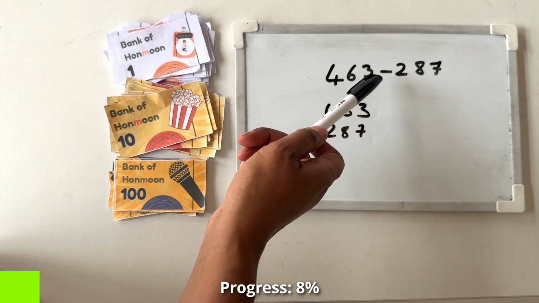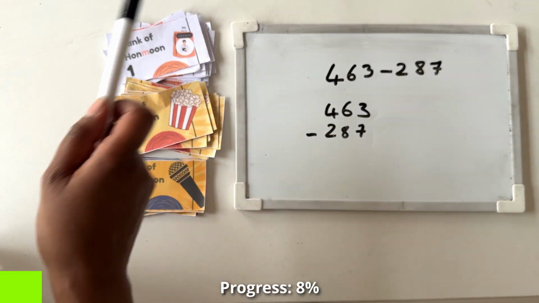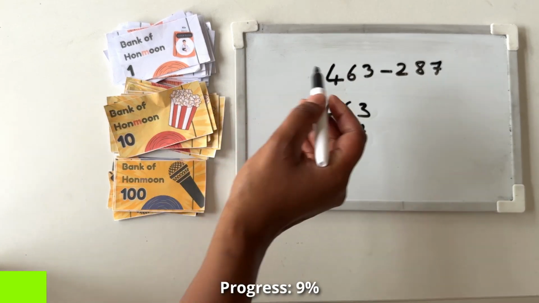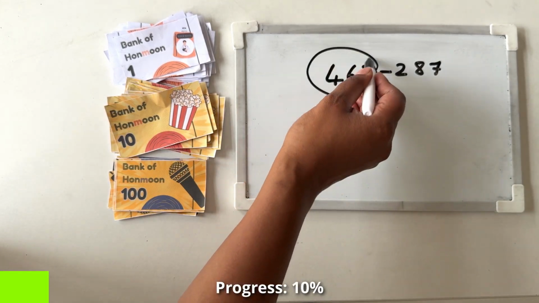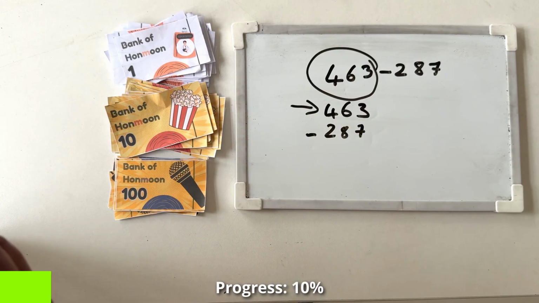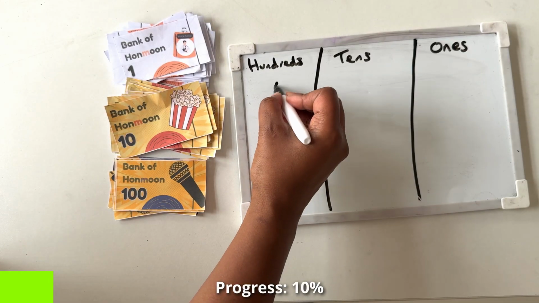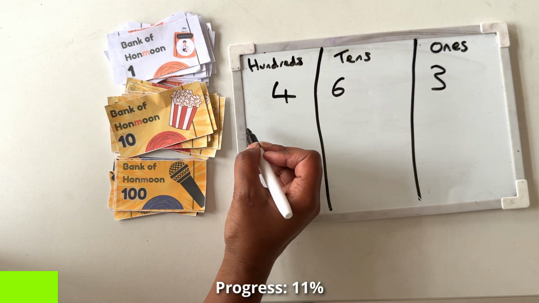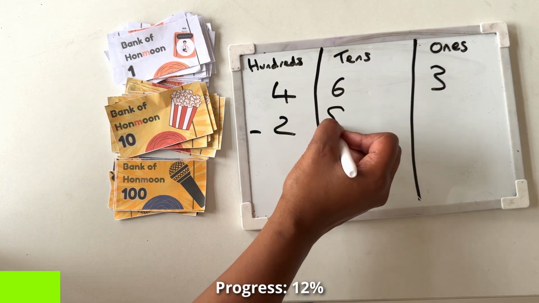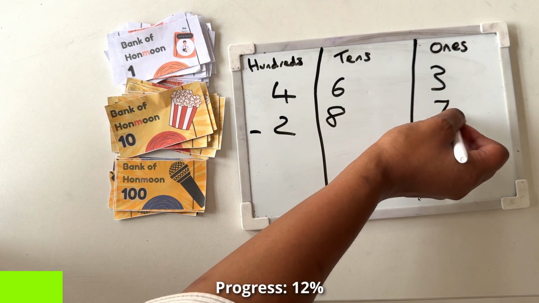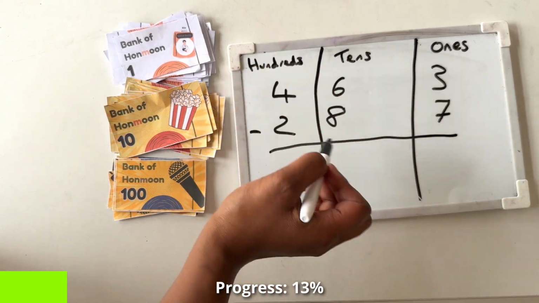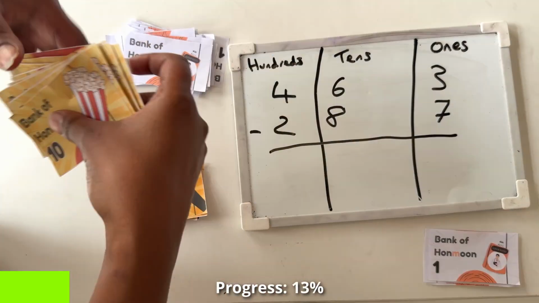Remember, 463 minus 287 is very different to 287 minus 463. We are taking away from this number, therefore it must be on the top. So we've got 463 minus 287. And we're going to organise everything in our columns.